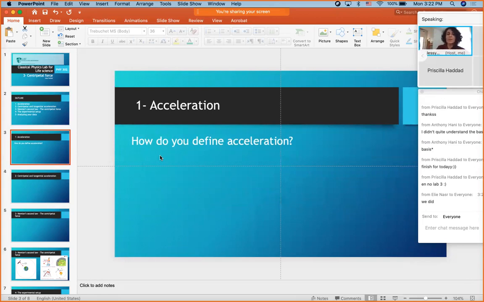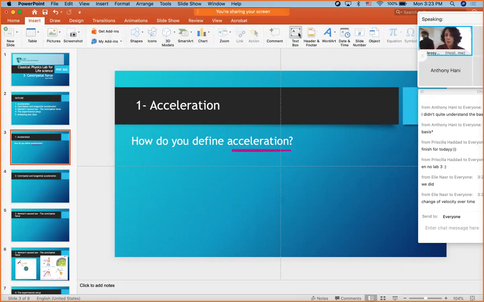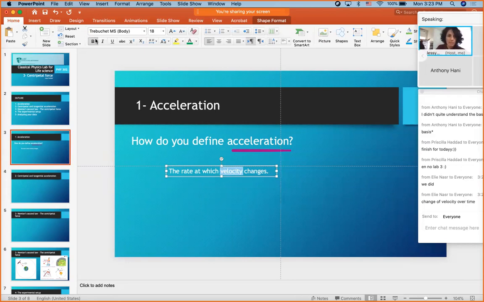I want somebody to help me define acceleration. How do you define acceleration? Anyone? Change in velocity over time. All right, change of velocity over time. I like this. I would want to write the rate at which, because rate has time in it, the rate at which velocity changes, okay? Thank you for stating velocity, because a lot of other students would say speed by mistake, okay?